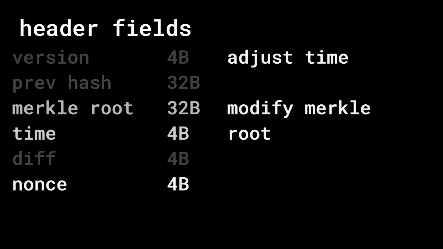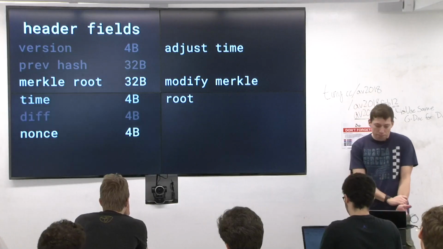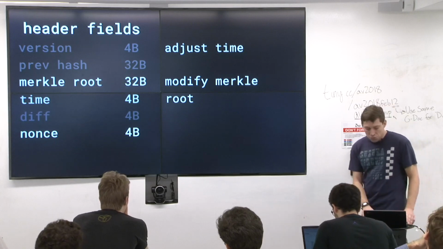Any questions about this header and this format and anything about it? It's pretty compact, right? It's 80 bytes. Yes.